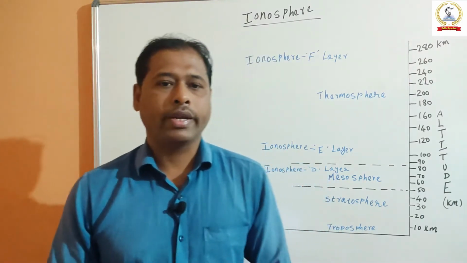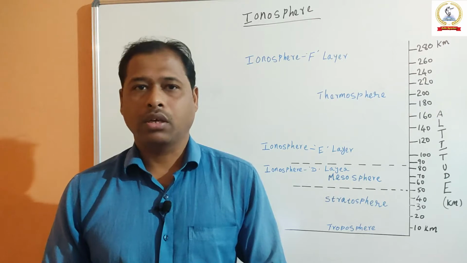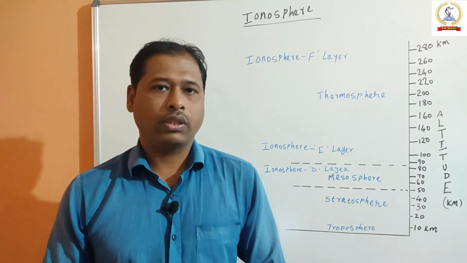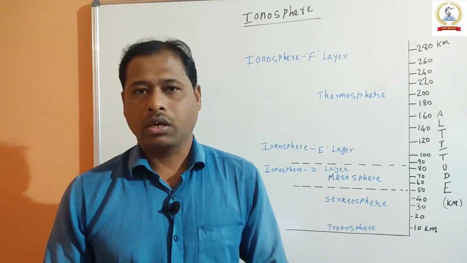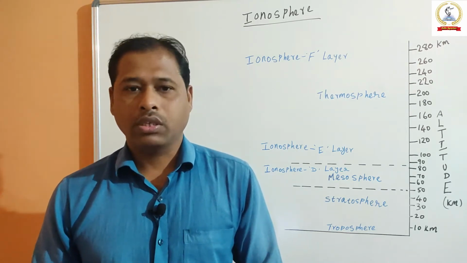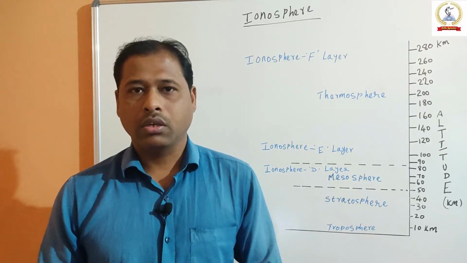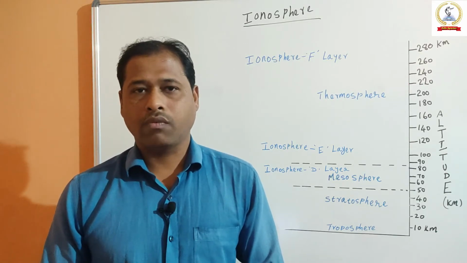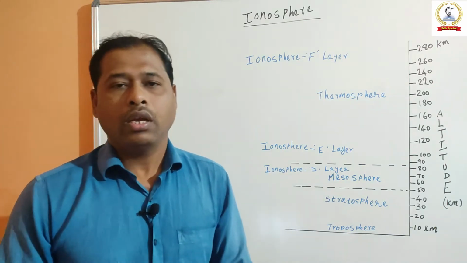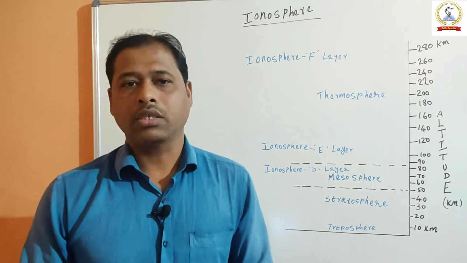On our Earth, X-rays and ultraviolet light from the sun are continuously colliding with the gas molecules and atoms in the Earth's upper atmosphere. Some of these collisions knock electrons from atoms and molecules, creating electrically charged ions.